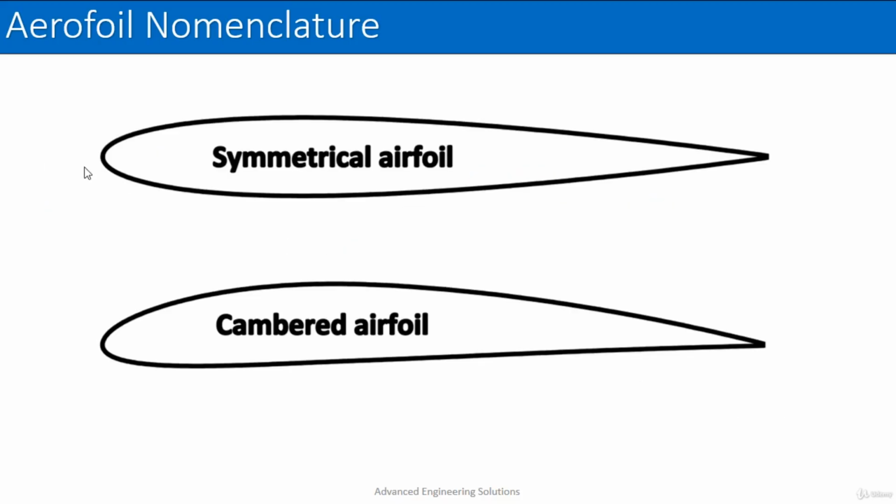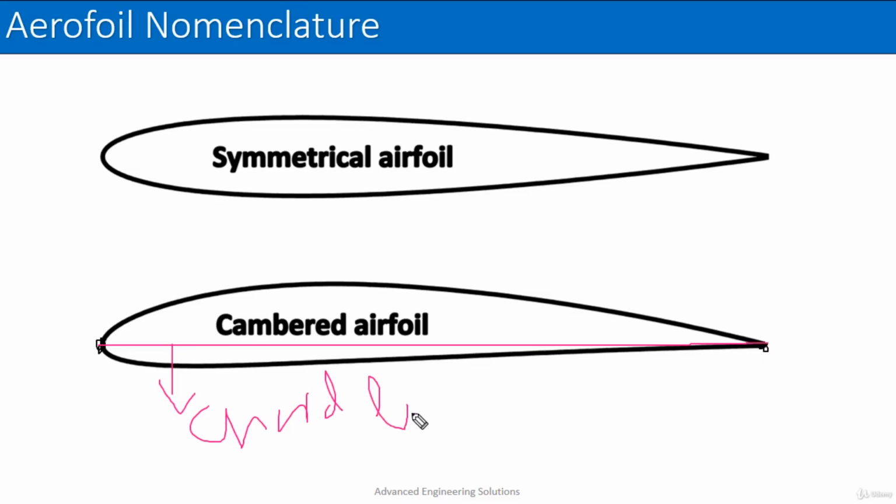And here we have two different airfoils, symmetrical and cambered. In the symmetrical airfoil, you can see the camber line and the chord line coincide with each other. But in the case of the cambered airfoil, here we have the leading edge and here we have the trailing edge. If I join these with a straight line, this is the chord line, and this line which is going through the center of each section is the camber line. So at each section, the midpoint is the point for the camber curve.